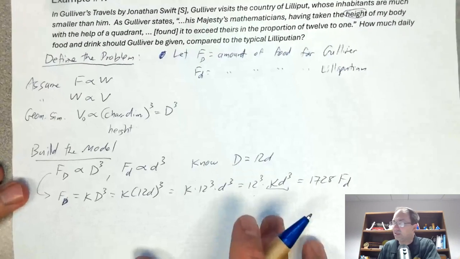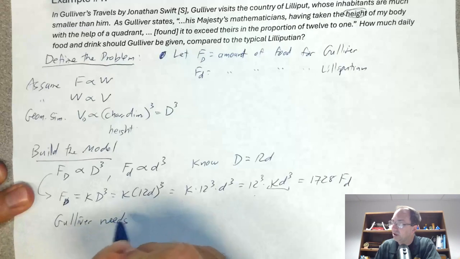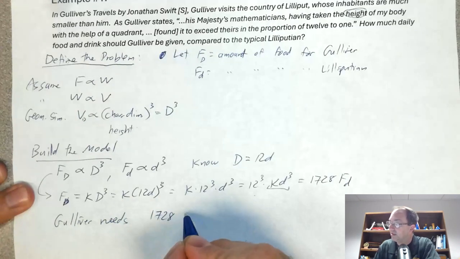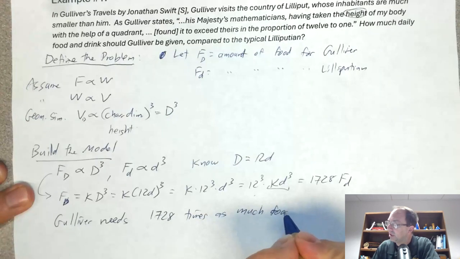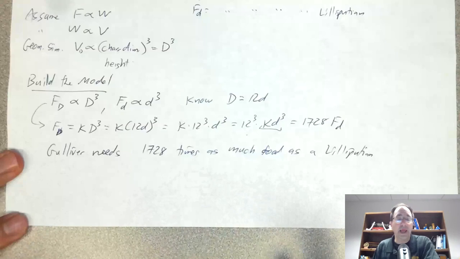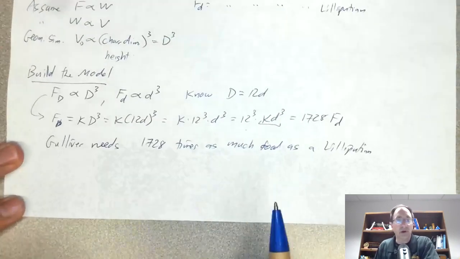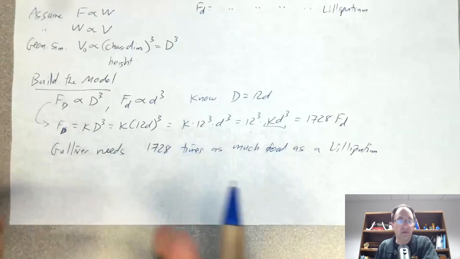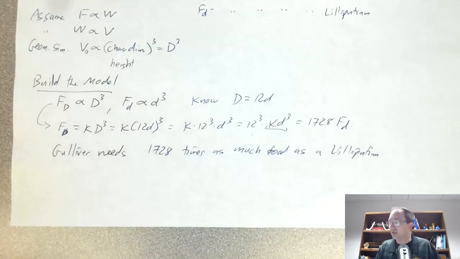And so according to this, Gulliver needs 1,728 times as much food as a Lilliputian. Now we can analyze the model and ask ourselves, does that seem reasonable? It's a little hard to say because we're not there. We don't see what the relative sizes are, but in the book, it seemed like it was a satisfactory result for Gulliver. Of course, it's just a fiction book.